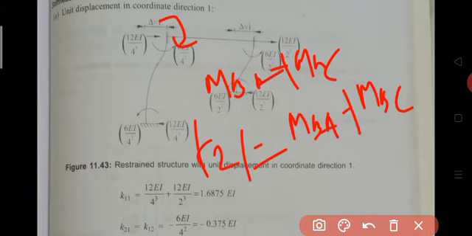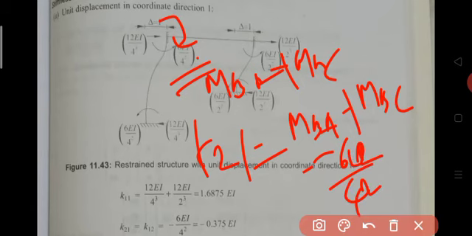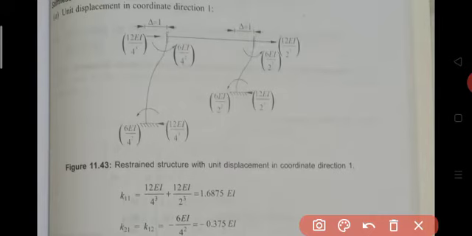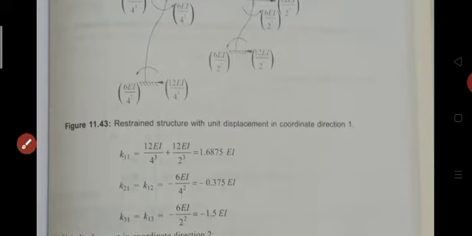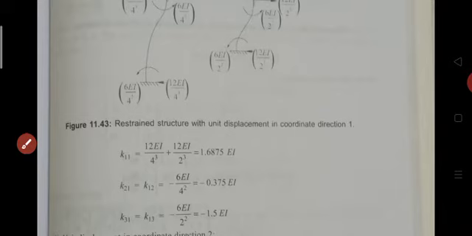What is the value of MBA? MBA is 6 EI by 4 square, in anti-clockwise direction, but our assigned coordinate is in clockwise direction, and the induced moment is anti-clockwise. So, therefore, put a minus sign: minus 6 EI by 4 square. Then what is the MBC value? MBC is a 0 moment. For the beam portion BC, its end moments and end reactions are all 0. Therefore, K21 is equal to minus 6 EI by L square, that is 4 square, you get minus 0.375 EI.